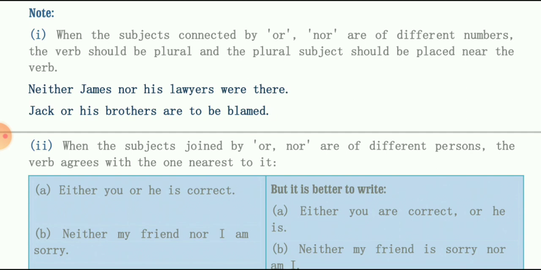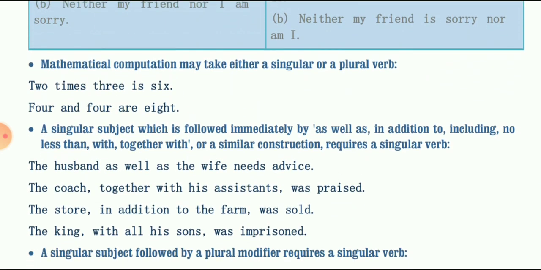When the subjects joined by or or nor are of different persons, the verb agrees with the one nearest to it. Either you or he is correct, but it is better to write either you are correct or he is. Neither my friend nor I am sorry, but it is better to write neither my friend is sorry nor am I. Now another rule.